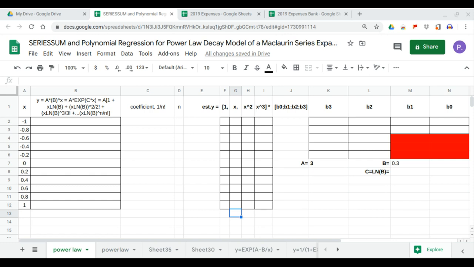So in this video, we will use series sum and polynomial regression for a power law decay model of a Maclaurin series expansion. Here we have an equation where y equals a times b to the power x, where the value of a is 3 and the value of b is 0.3 because it's a power law decay model.